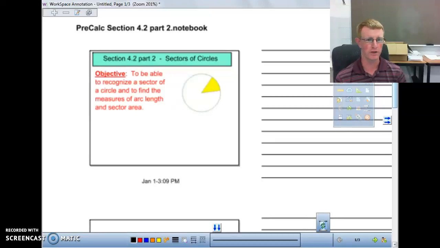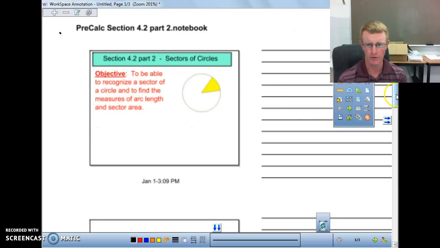So this is going to be the second part of 4.1. Again, don't pay any attention to the notes in that it says 4.2. What we're going to be doing here is we're talking about sectors of circles and arc lengths of circles. I know that you did this in geometry, so we are going to be able to recognize the sector of a circle and find the measures of the arc length and sector area. Some of this you have done in geometry, and some of this you may not have done in geometry.